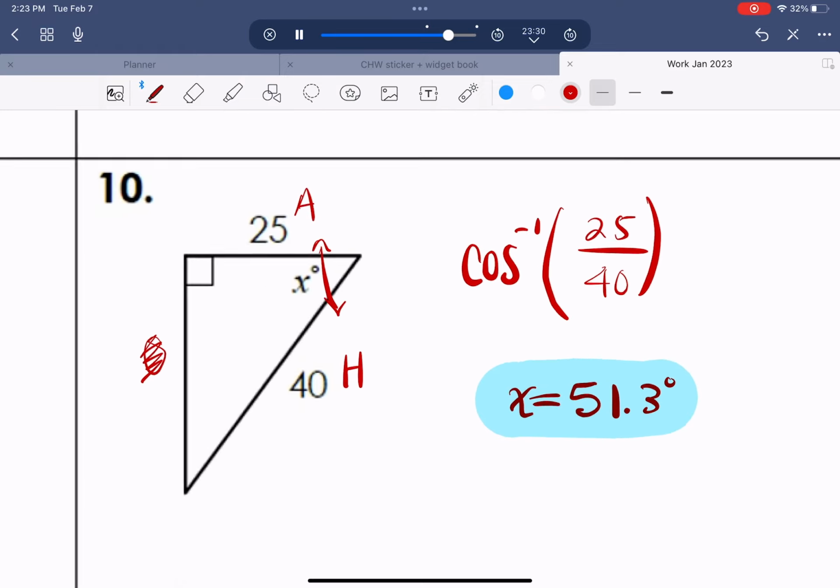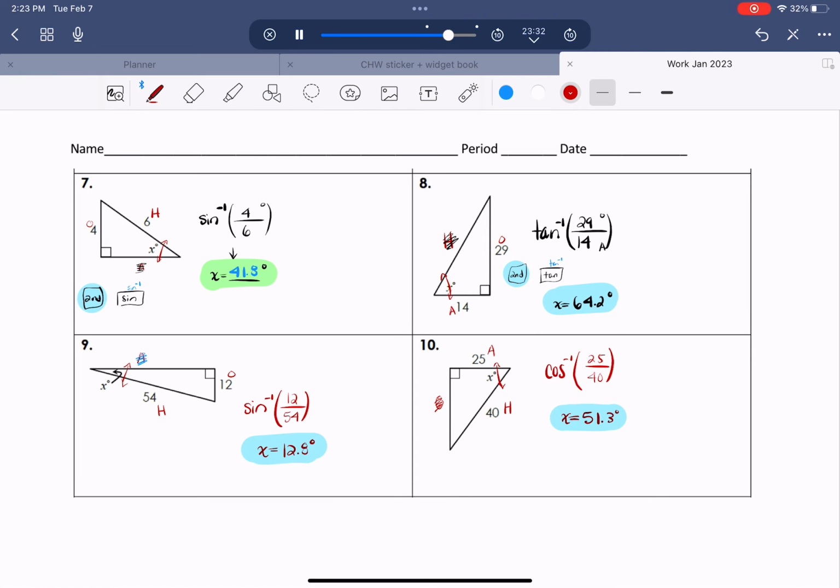And that is the work that you would have to do on ALEKS. So I would recommend that you grab a scratch piece of paper, draw your triangles, label them H, O, and A, and then just do the inverses and type them into the calculator. Make sure your calculator is in degrees. And again, press the second button and then sin second, tan second, cosine.